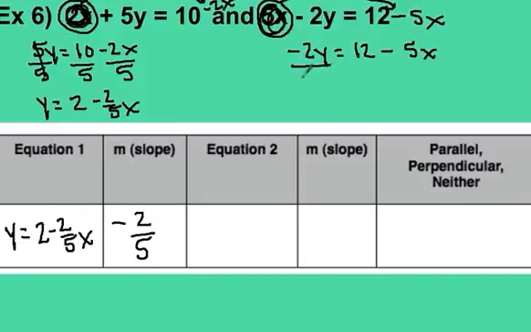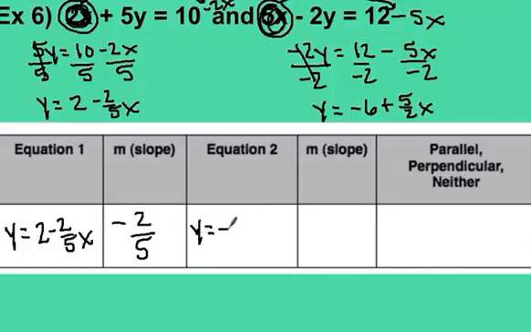To get y by itself, I need to divide everything by negative 2. When I do that, my negative 2's cancel, and I'm left with y equals 12 divided by negative 2, which is negative 6. Negative 5x divided by negative 2 would be positive 5 over 2x. Remember, negative divided by a negative is a positive. So my second equation would be y equals negative 6 plus 5 over 2x. Remember, to find my slope, that's the number in front of the x. And so in this case, the number directly in front of the x would be 5 over 2.